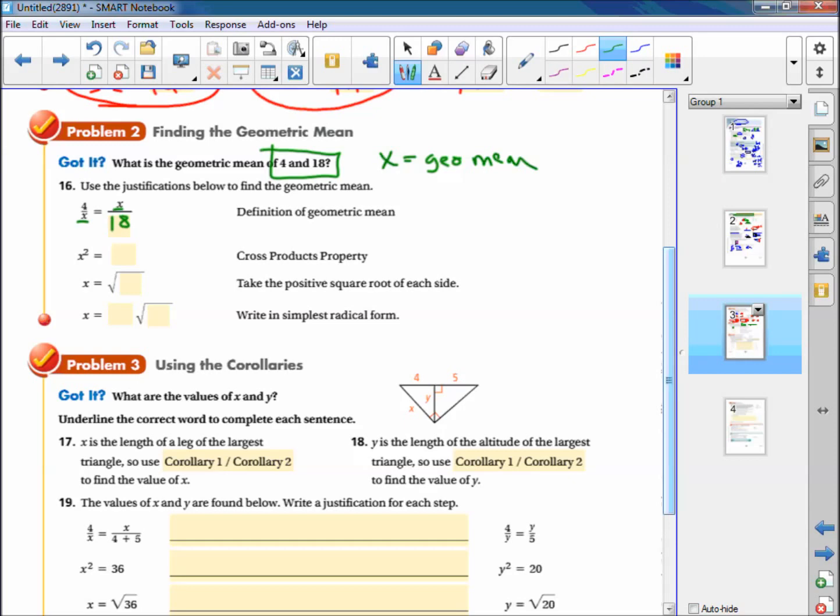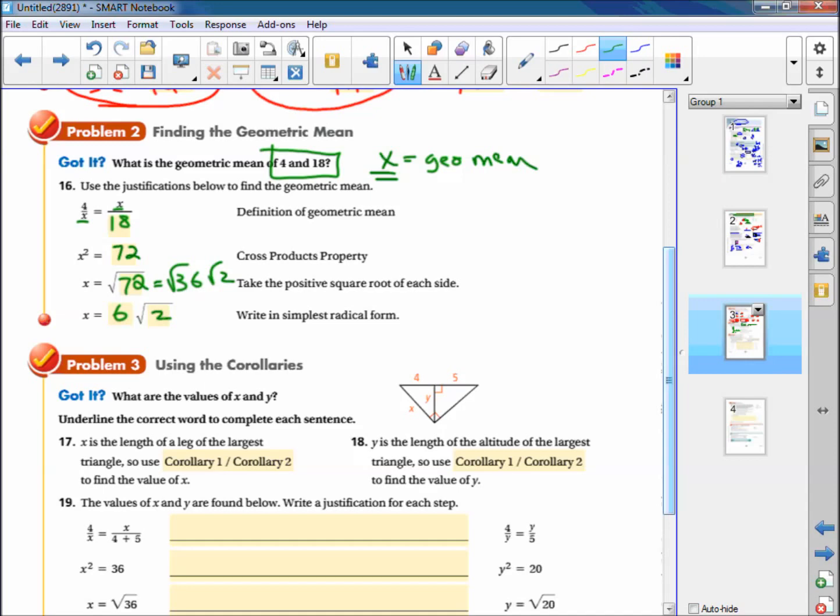So we'll do our cross products. 4 times 18 makes 72. X times x is x squared. So then we're going to square root both sides. We get the square root of 72. We're only getting the positive square root here, so we're going to ignore the negative because the geometric mean only works for positive numbers. All right, and then we can simplify the square root. So that's really square root of 36 times the square root of 2. So that's 6 root 2.